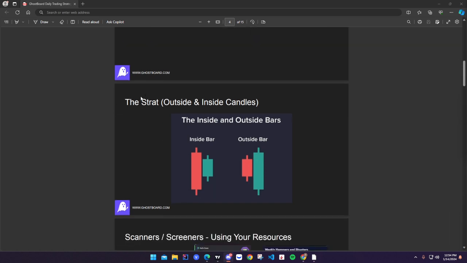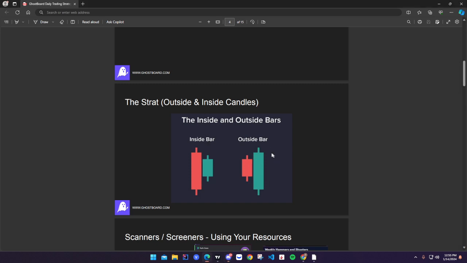So in terms of the strat, like I said, it's mainly built up of outside and inside candles. I have a visual here if you're following along on the PDF. This is an inside bar right here. Basically it means the candle is stuck within the previous candle's range. You can see right here, we did not break the previous candle's high or low, making it an inside bar.